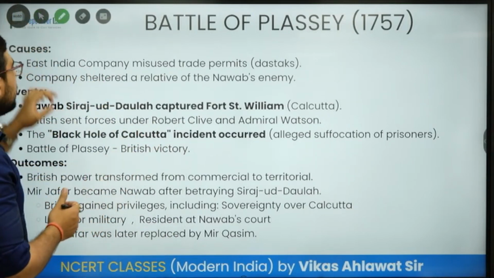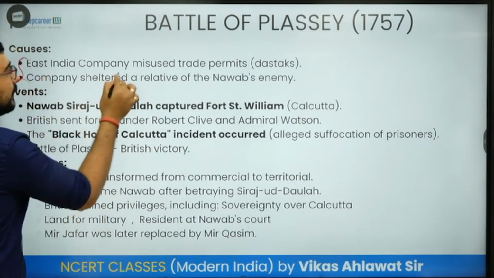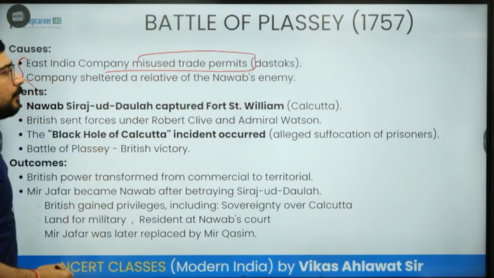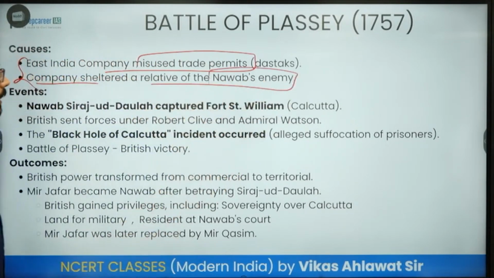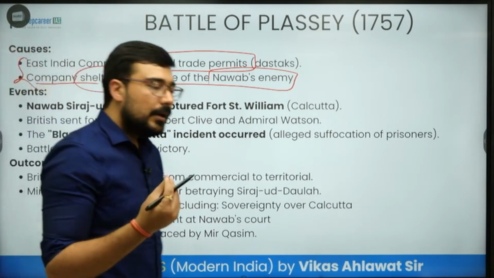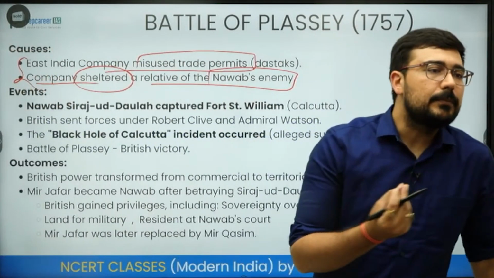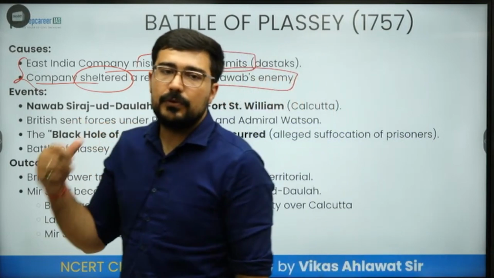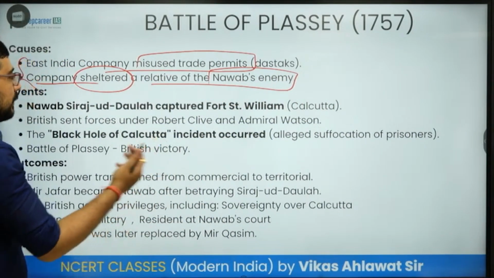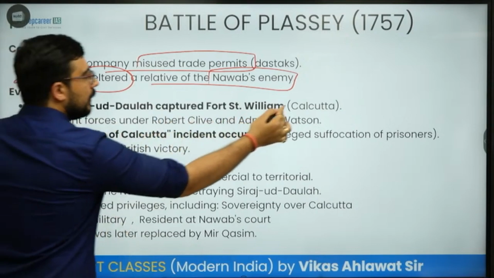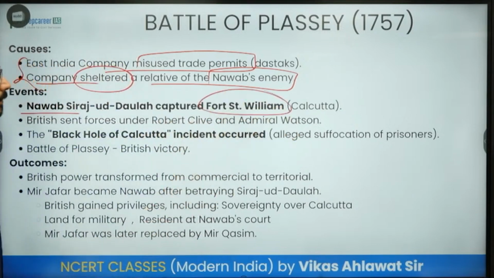तो पहले प्लासी को देख लेते हैं. East India Company misused the trade promise, which we already know. The company sheltered a relative of the Nawab's enemy, and they used to give shelter to them. Like there was one Begum known as Ghaseti Begum. She was given refuge by the British. So that's why the Nawab was not happy with the British action. So he was the one who captured Fort William.